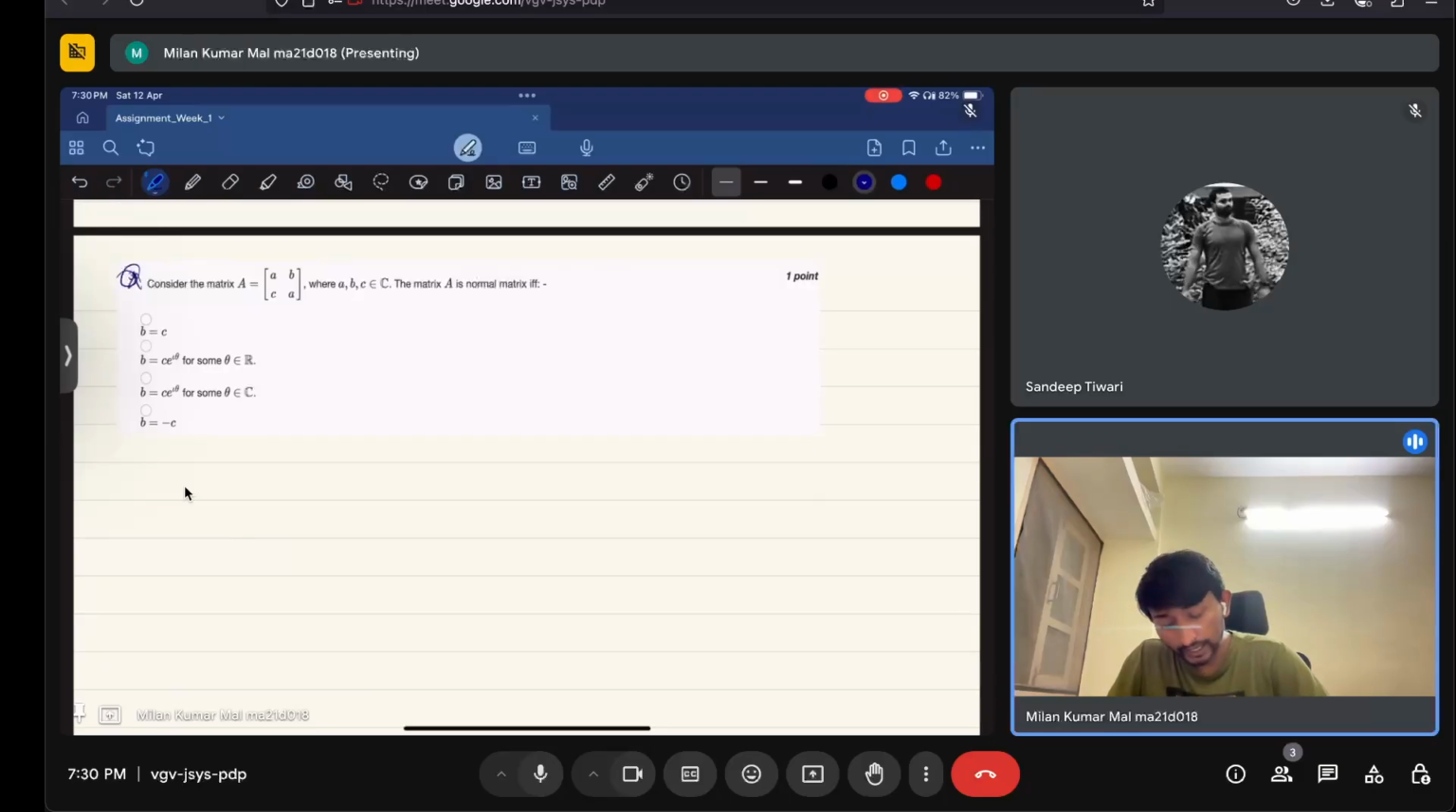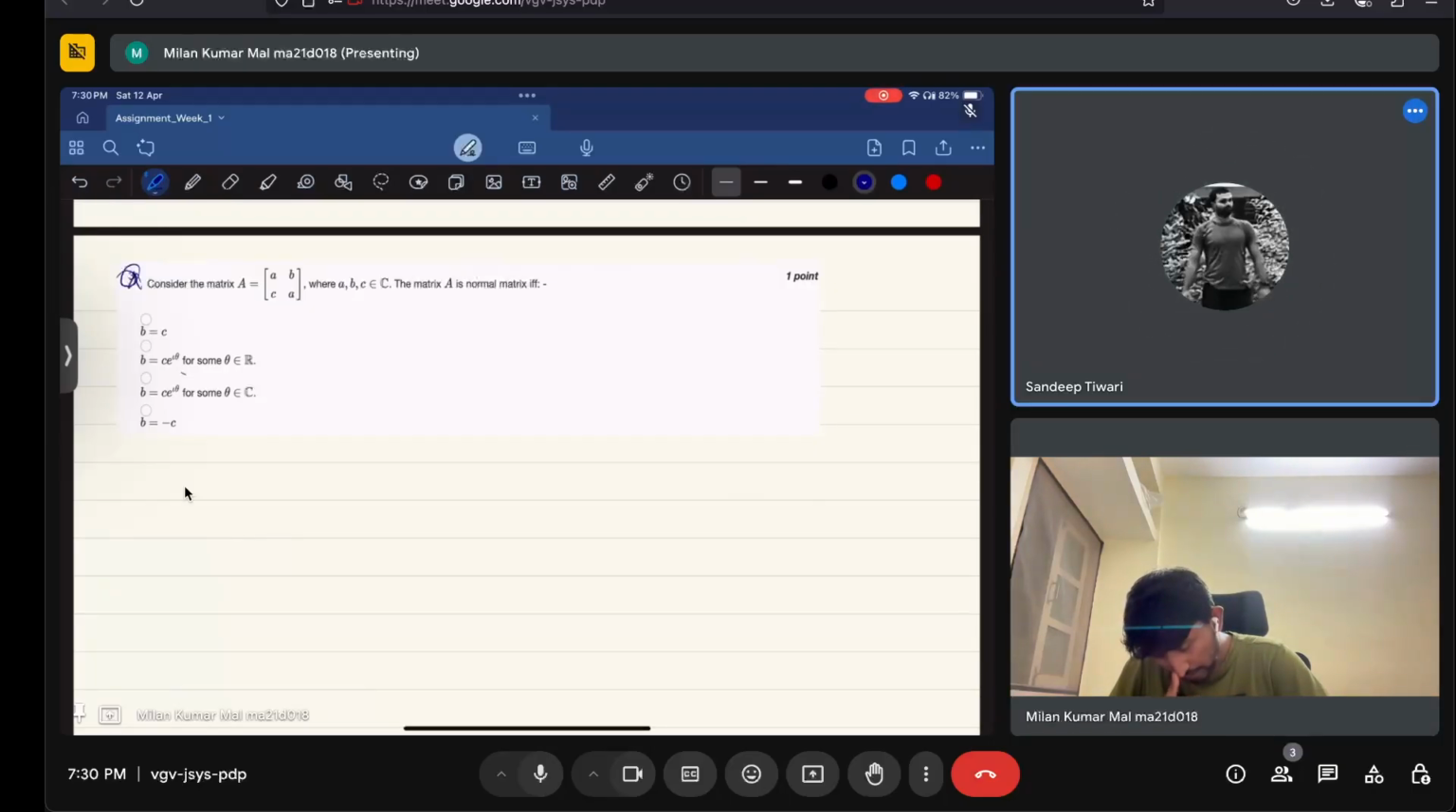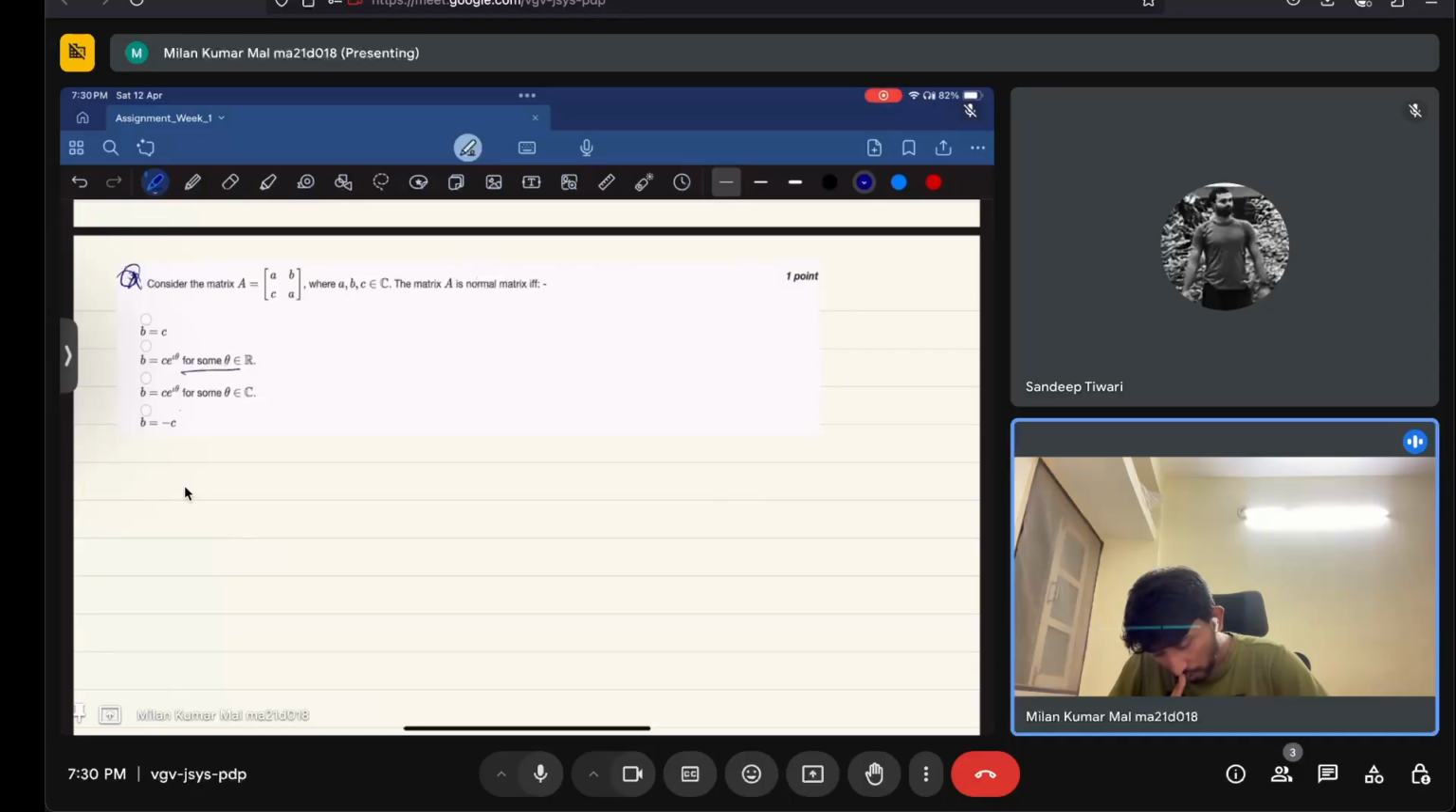So obviously you can look at option B. Option B is there. Theta is a real number, theta is not a complex number. This one is correct, this one is correct, but how can I say it in just one way?